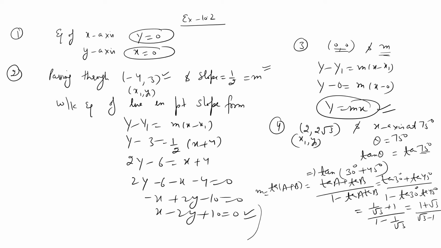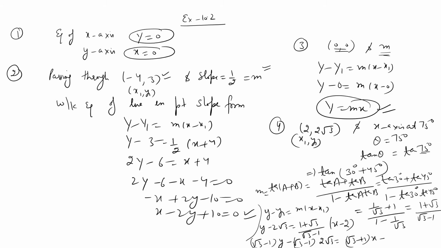Now I need to calculate the equation, again using the form y minus y1 is m times x minus x1. So this is y minus 2 root 3 is (root 3 plus 1) upon (root 3 minus 1) times x minus x1. You just cross multiply: (root 3 minus 1) times (y minus 2 root 3) equals (root 3 plus 1) times (x minus x1). So I will just solve it here, connecting all the terms.